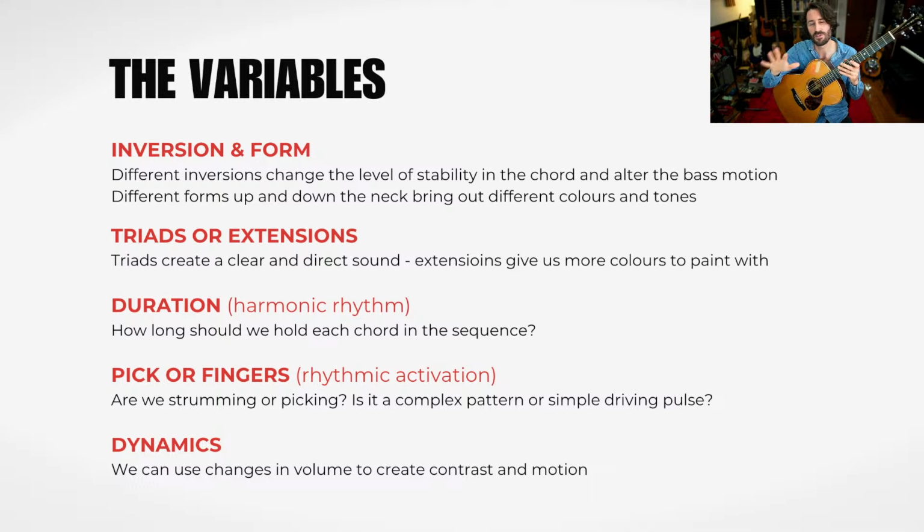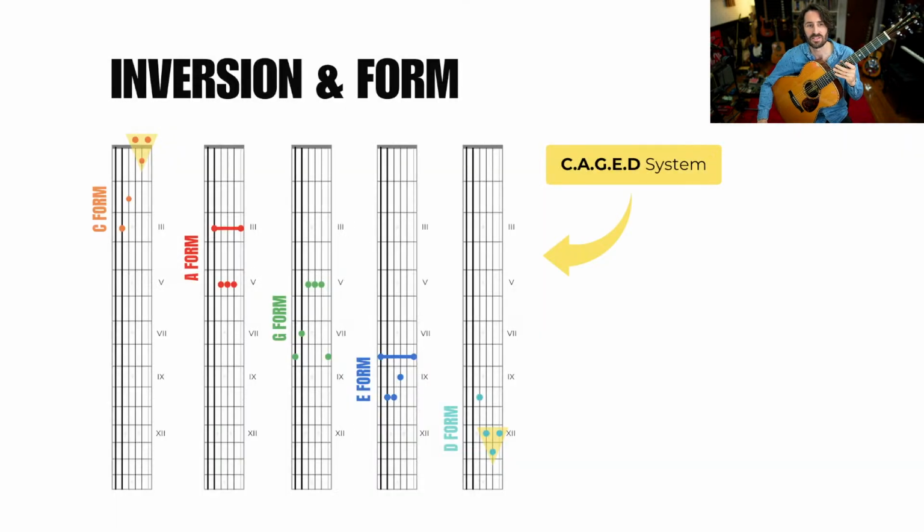And finally, the 5th variable that I think should be on everyone's checklist is dynamics. Are we using changes in volume, changes in dynamics to really create contrast and motion and keep the listener engaged as this chord progression unfolds? So breaking down each of these and really talking about them as checklists for you to use. Let's start with inversions and form.